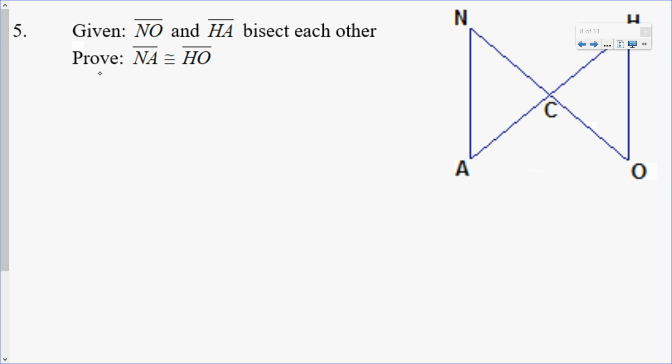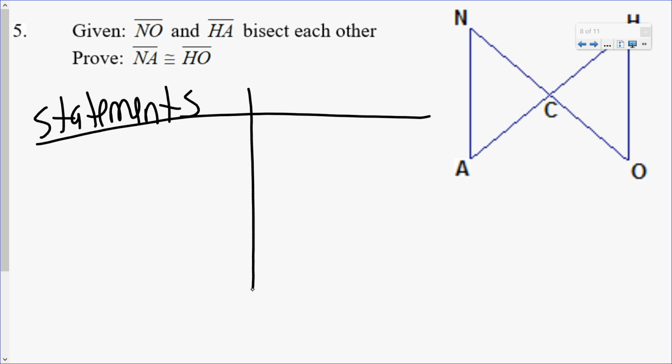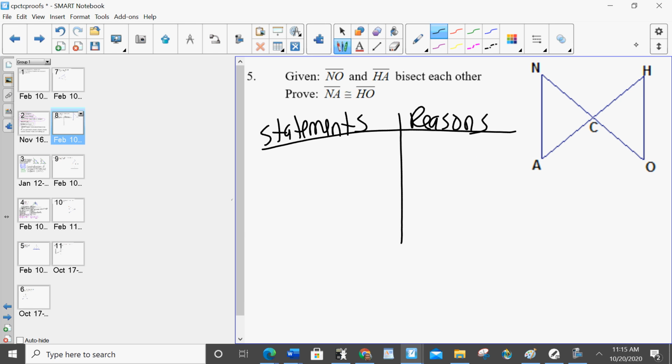Prove triangles. Prove three things. CPCTC for segments or angles. Prove triangles. Is it obvious which triangles I'm proving congruent here? It is to me. I see this one. I see this one.